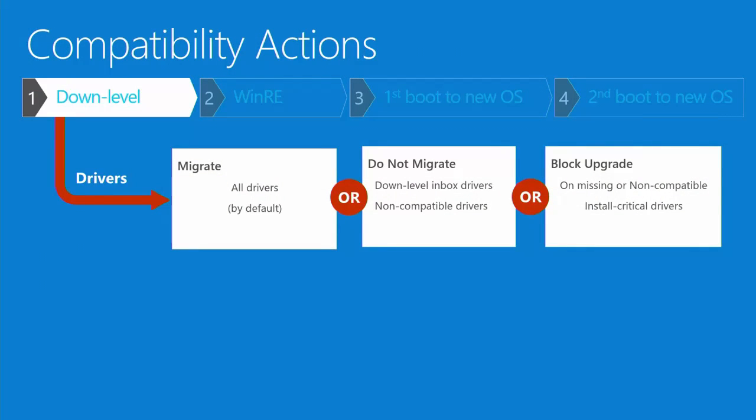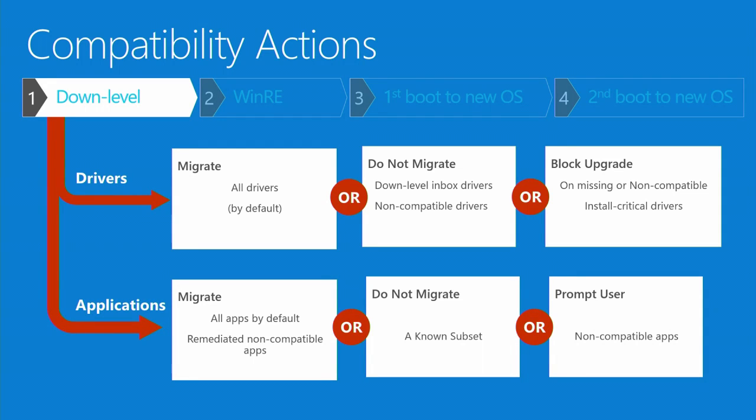For drivers, we migrate all drivers by default. There are some exceptions to that. If we find that there were some in-box drivers from the original OS or some incompatible drivers, those won't get migrated. If we find some that are incompatible, that can block the upgrade. But in most cases, we should be able to go out to Windows Update and pull down the latest needed drivers if they're not included in the new Windows 10 image.